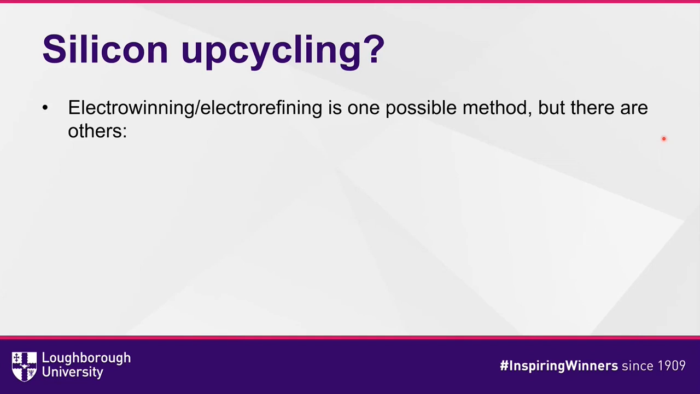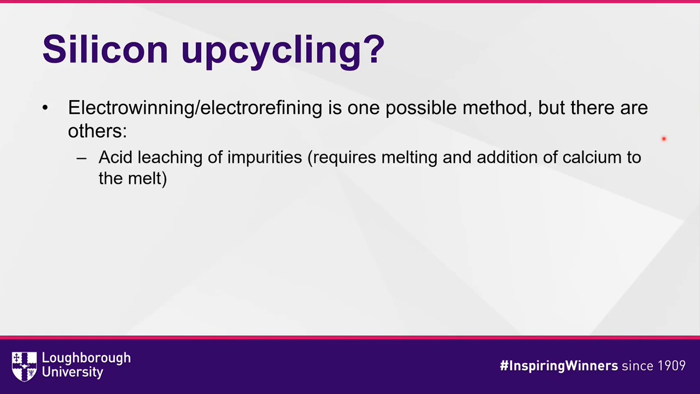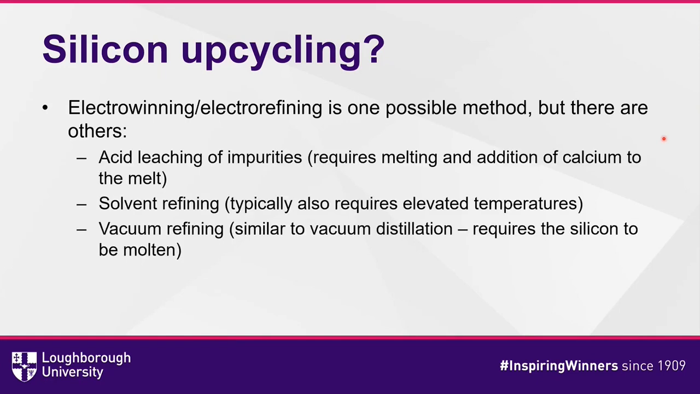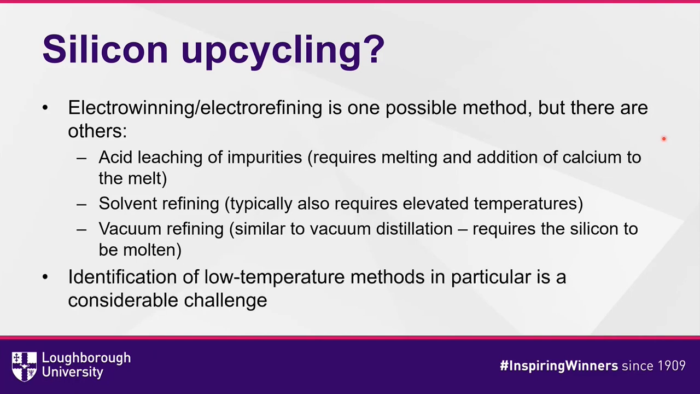Okay, so electrowinning or electrorefining is one possible method for the relatively cheap production of high-grade material, but there are others. So you've got things like acid leaching, solvent refining, or vacuum refining. But each of these has problems, and they all tend to be quite high-energy processes, so they tend to be quite expensive. And really, the identification of low-temperature methods is a really serious challenge, and a major problem, really.